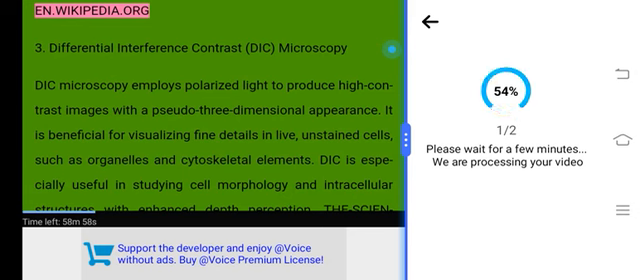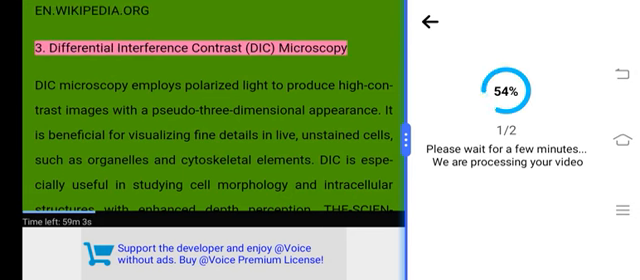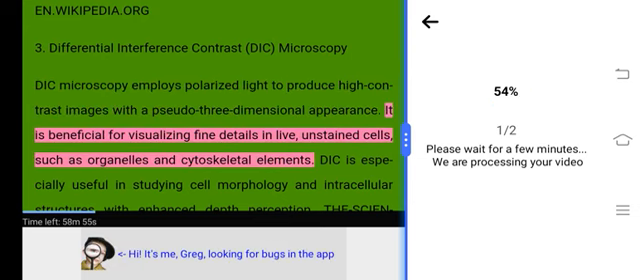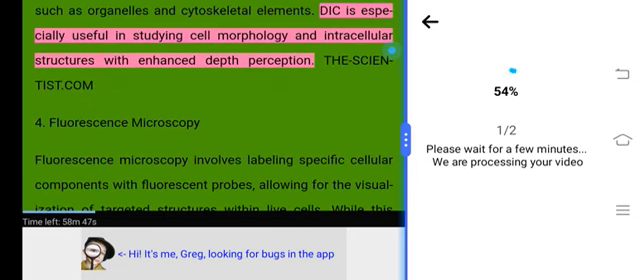Wikipedia, org. 3. Differential interference contrast, DIC, microscopy. Microscopy employs polarized light to produce high-contrast images with a pseudo-three-dimensional appearance. It is beneficial for visualizing fine details in live, unstained cells, such as organelles and cytoskeletal elements. DIC is especially useful in studying cell morphology and intracellular structures with enhanced depth perception.